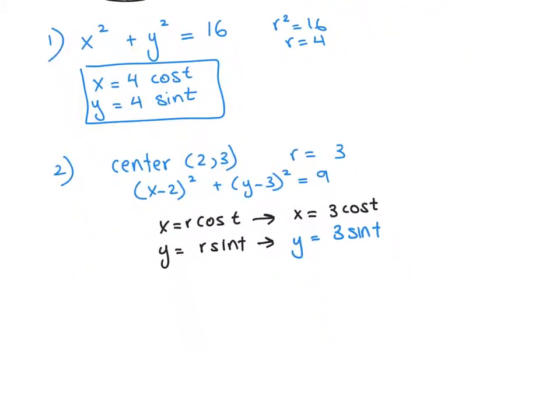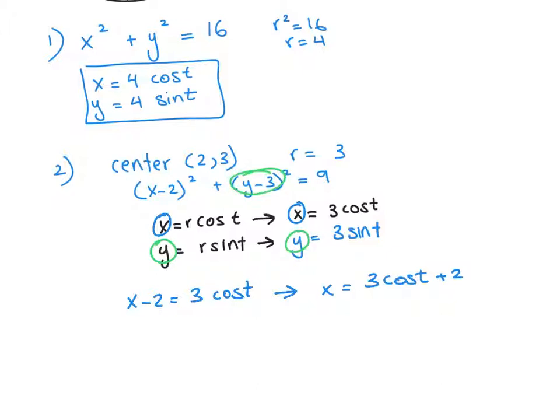So this is if the center is 0, 0, but x is not x anymore, it is x minus 2. So I can replace x by x minus 2, and then I need to solve for x. So x is equal to 3 cosine t plus 2. And I can replace y by y minus 3 because it's shifted up 3. So then that's going to be equal to 3 sine t. So y is 3 sine t plus 3. So this is my parametric equation.